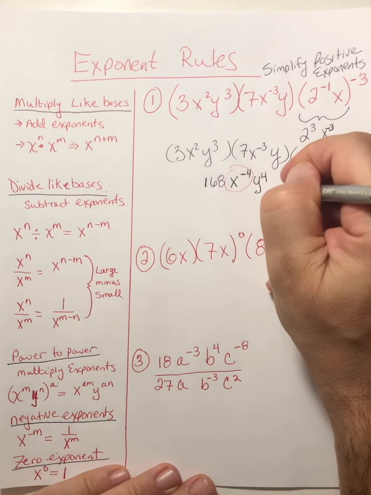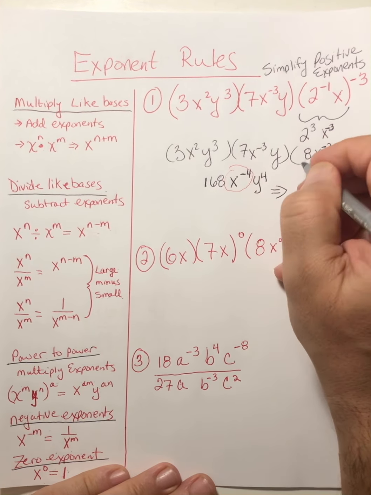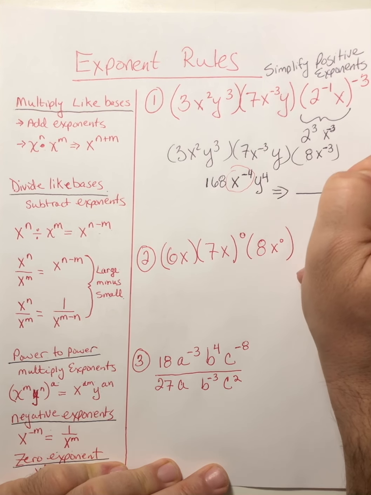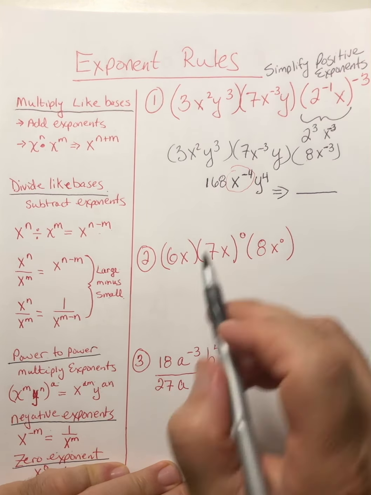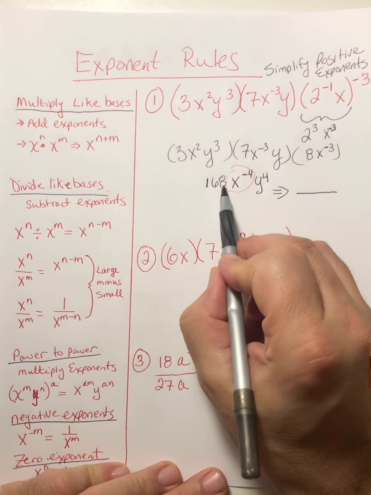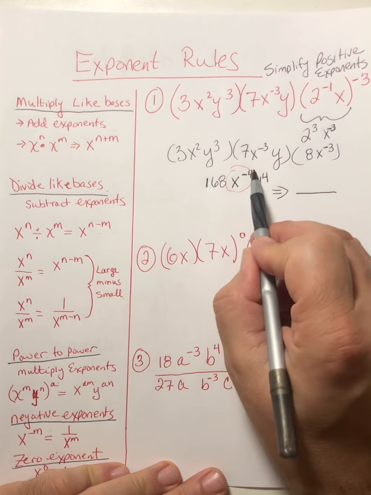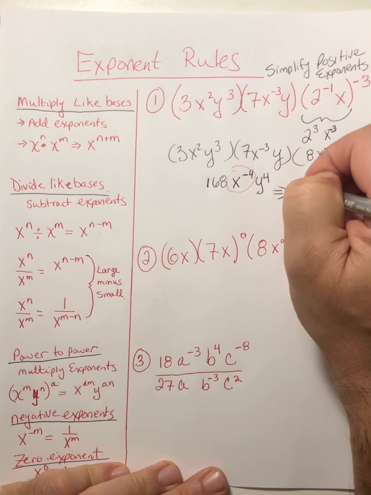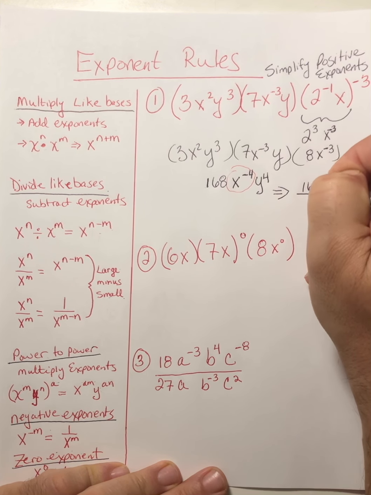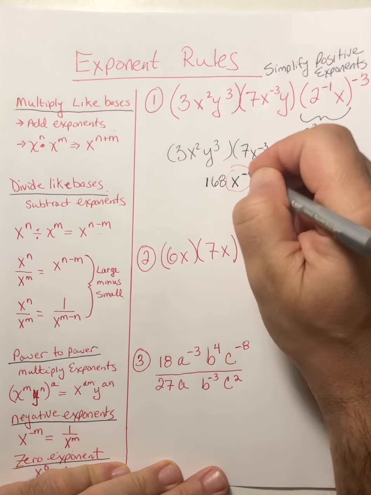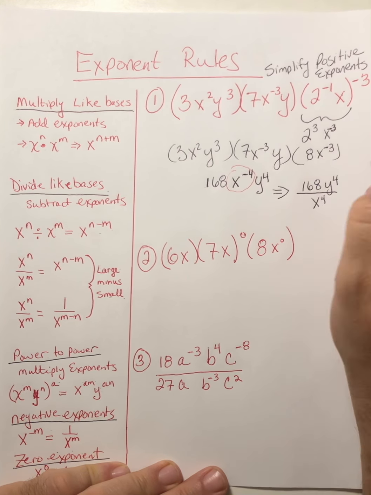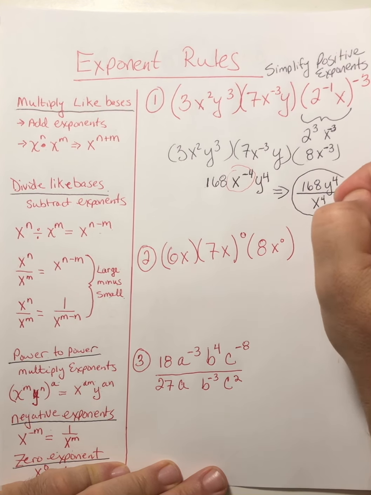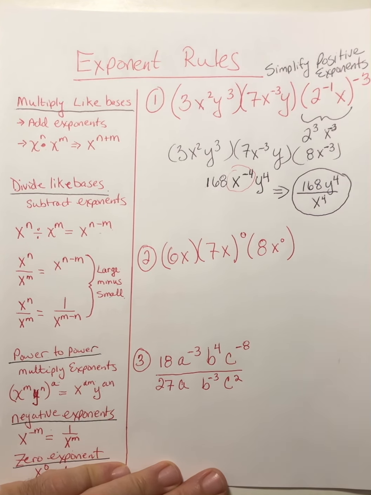So that means we're going to have a fraction. Oh my lord, we have a fraction. So put your fraction bar. What's on top? That's right, the 168 and the y to the 4th. Where does this go? It simply goes to the bottom with a positive exponent. So it's 168 y to the 4th over x to the +4. And we are done with the problem.